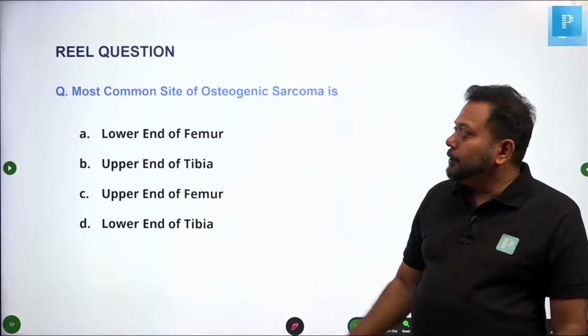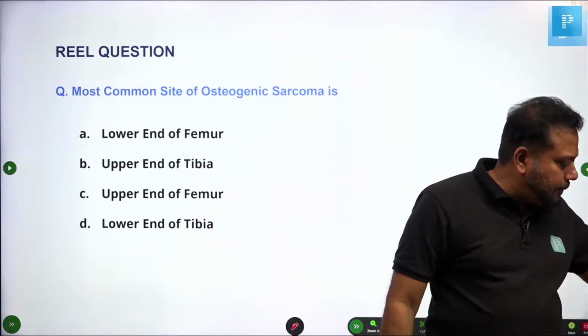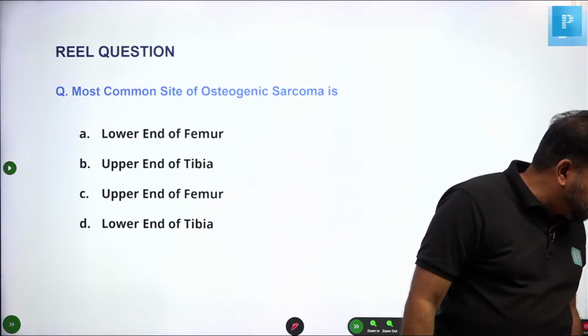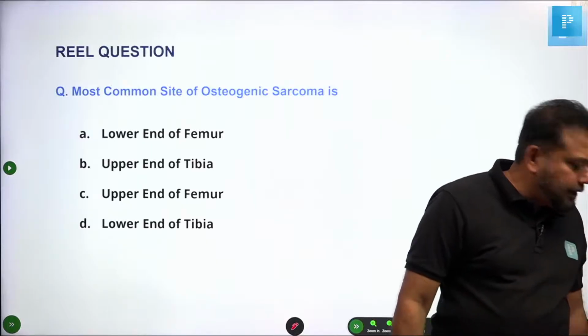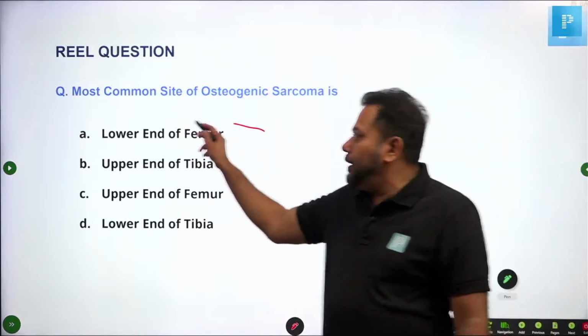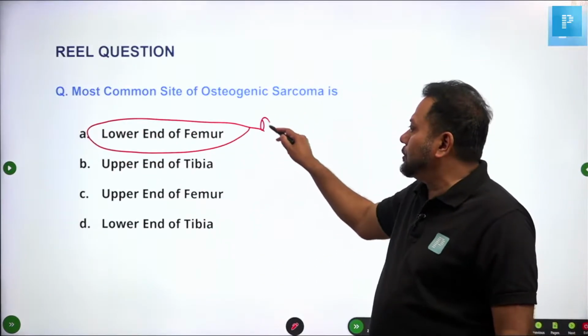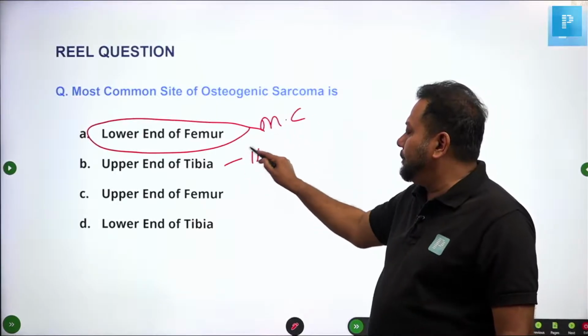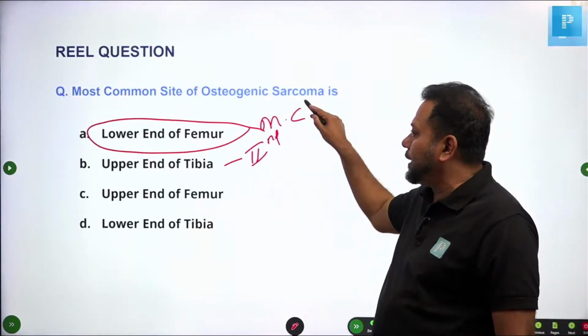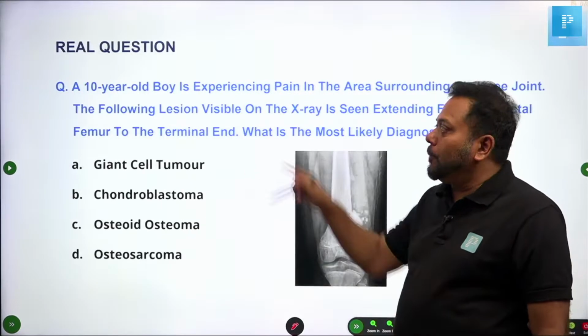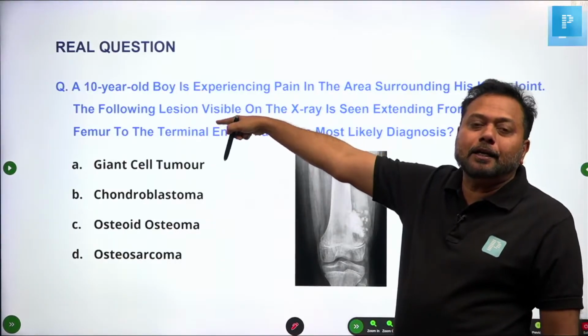Most common site of osteogenic sarcoma. Please participate. Very good. All of you have answered it correctly. Lower end of femur. This is the most common site. Upper end of tibia is the second common site. Okay. Osteogenic sarcoma. Now the real question they had asked in INICET.